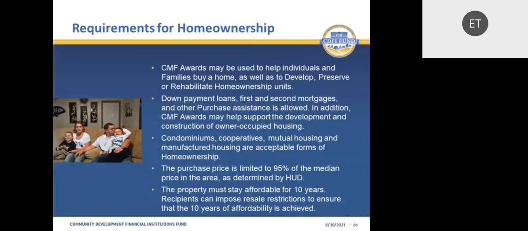The purchase price limit, as I mentioned before, is 95% of the median price in the area as determined by HUD. And again, the property must stay affordable for 10 years. If you are a recipient using CMF for home ownership, you can impose resale restrictions to ensure that the affordability period is achieved, but there's also some flexibility in developing other approaches and plans.